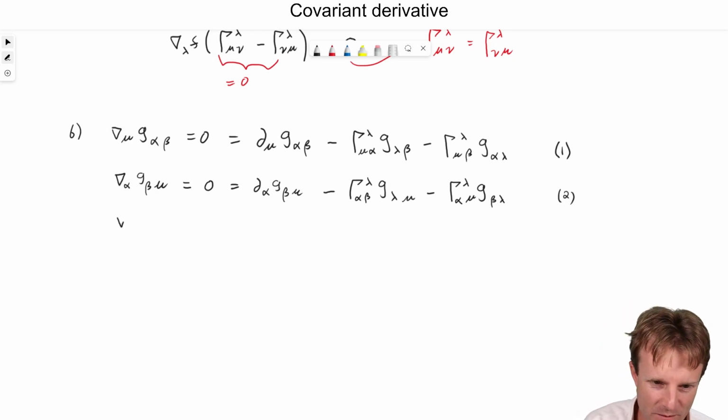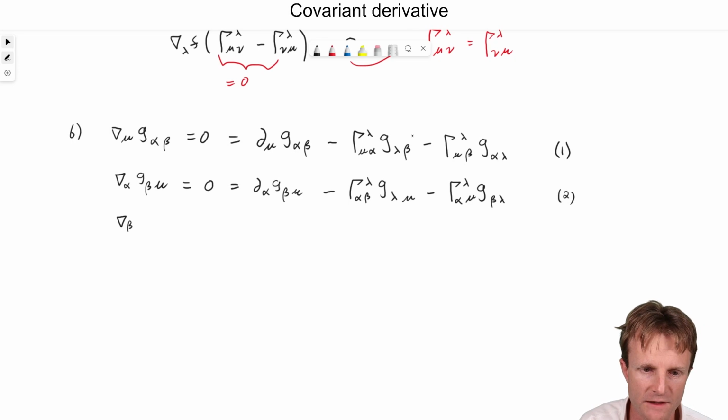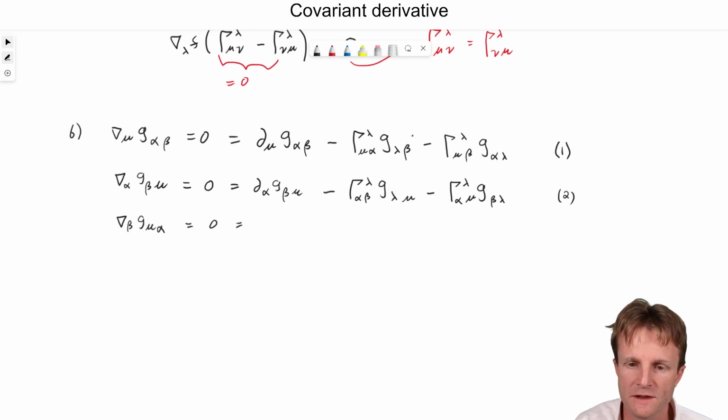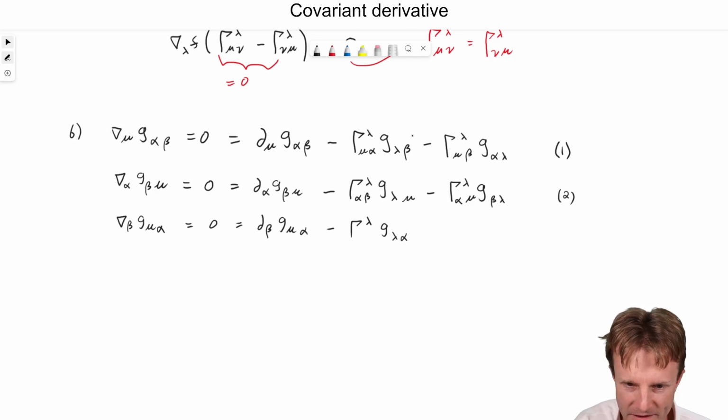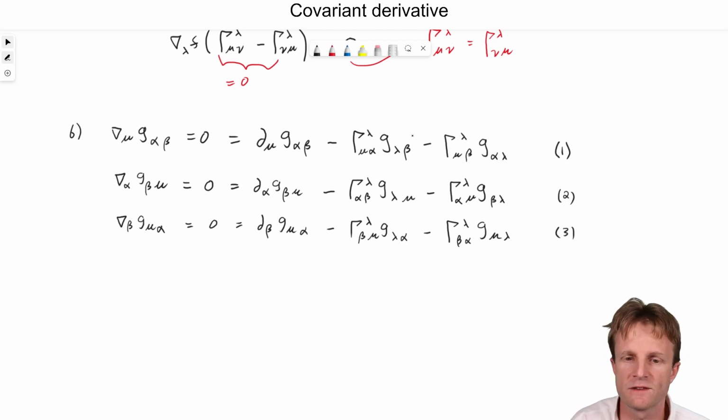And then finally, we're going to do it one more time. Consider the last cyclic permutation, del beta g mu alpha, which also equals 0 by assumption, and that becomes partial beta g mu alpha. And then I have to swap indices appropriately on this one as well. And finally on the last one, doing the same cyclic permutations. And now I just have 3 copies of the same equation, but labeling the indices different things.